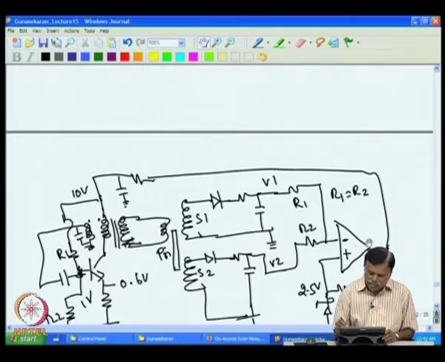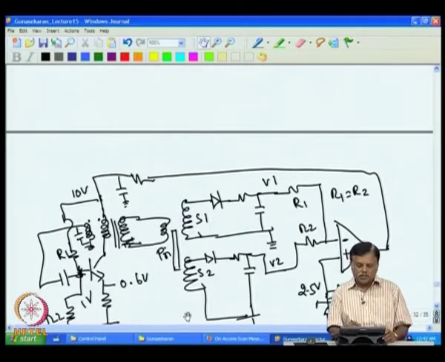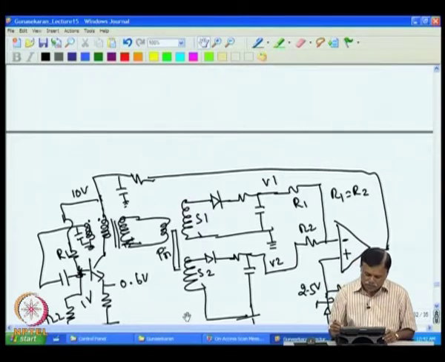So, here actually the DC voltage is converted into AC voltage using this amplifier, that AC voltage is applied across this, and when this voltage is more, you will get more AC voltage here. If this voltage is less, you will get less AC voltage here. So, that way the primary is energized using this oscillator.